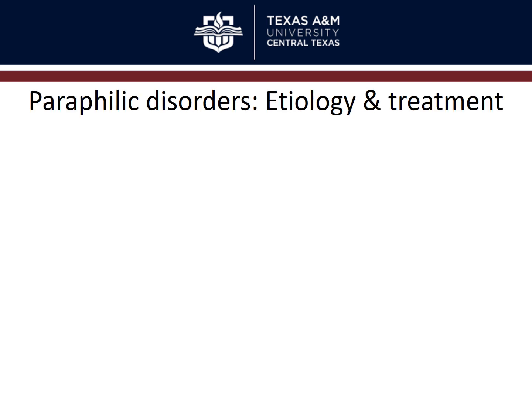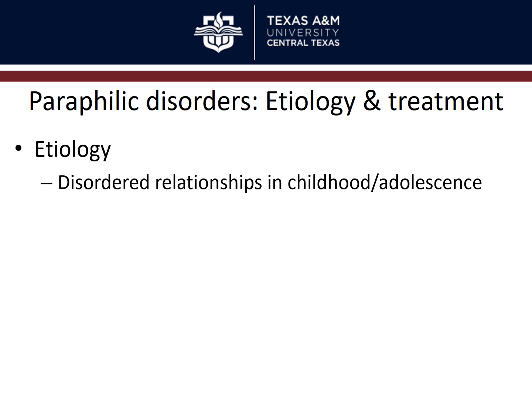So where do these things come from and what do you do about it? Again, etiology is incredibly varied, very mixed. But almost always there's some evidence, if you go back in time and do interviews, of disordered relationships in childhood and adolescence, which could be to the point of abuse, assault, or could just be really disruptive relationships with a caregiver. But something happened that was disruptive, that changed the path of normal development of sexual preferences.